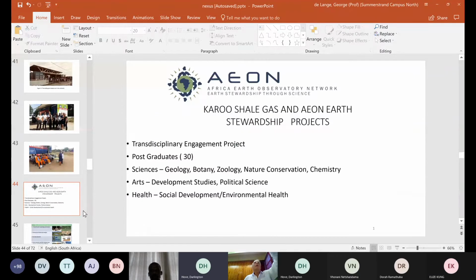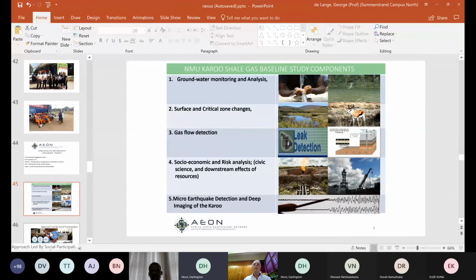I'm going to jump one more, which I think is quite an interesting one. It's the Africa Earth Observation Network, Earth Stewardship Through Science. It's one of our institutional entities, and they did the Karoo Shale Gas and Aeon Earth Stewardship projects. It was transdisciplinary, had 30 postgraduate students working on it, and it involved the sciences, arts, and health. The work that they did was groundwater monitoring.